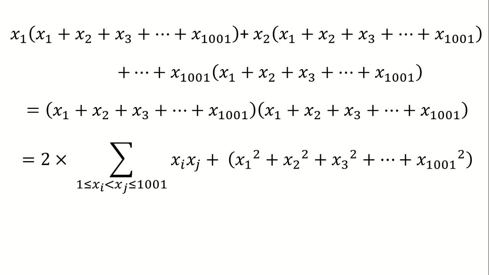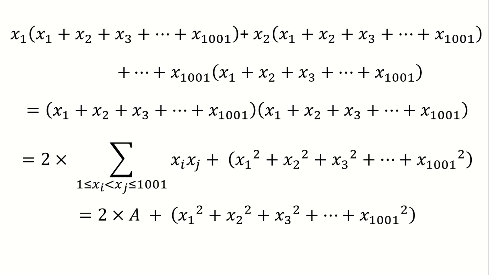So by simplifying this expression, we have 2a plus x1 to the power of 2, plus x2 to the power of 2, etc., plus x1001 to the power of 2. And we can lead to this expression: 2a plus 1 plus 1 plus 1, etc., plus 1.